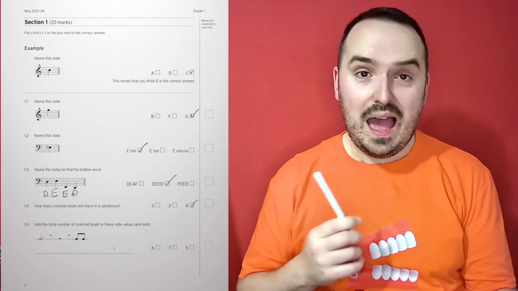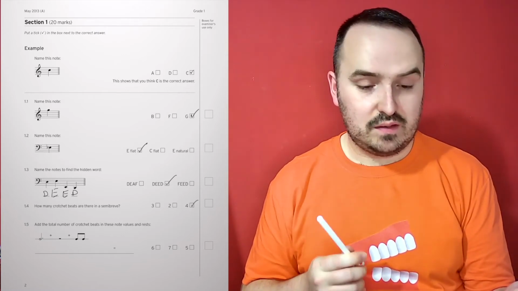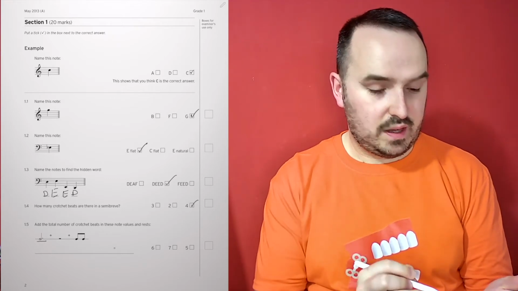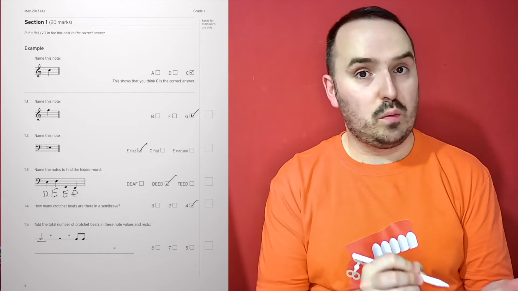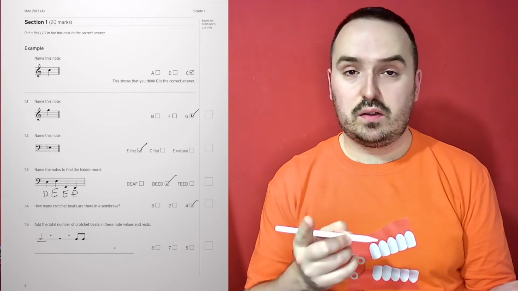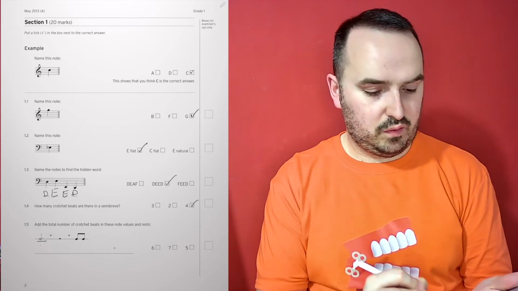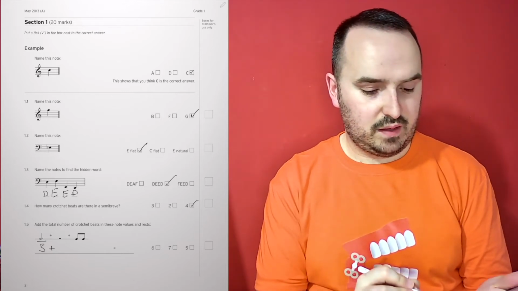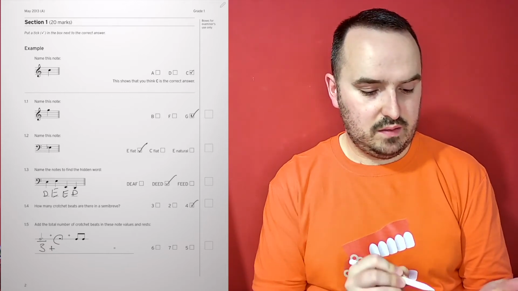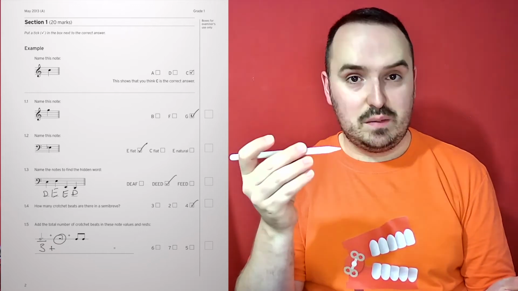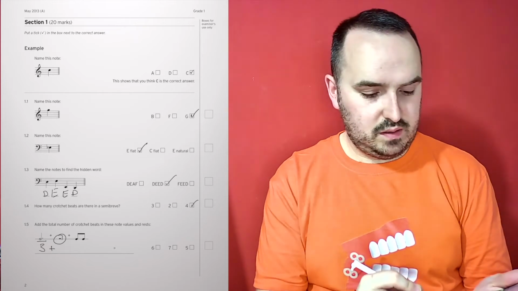Question 5, add the total number of crotchet beats in these note values and rests. So we have our first one, that's a dotted minim, so a minim would normally equal 2, but adding the dot to it adds half of that value again. So that means we have 3 beats for our first one, and then we are adding that to a rest. Now this rest here, that is sitting above the line, and so that is a minim rest, and so we know that's already 2 beats for that one.